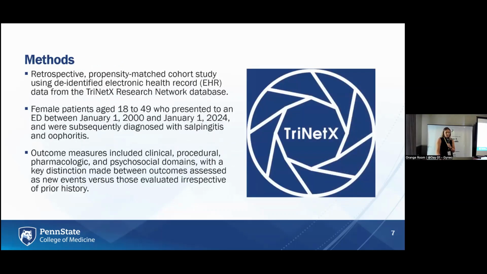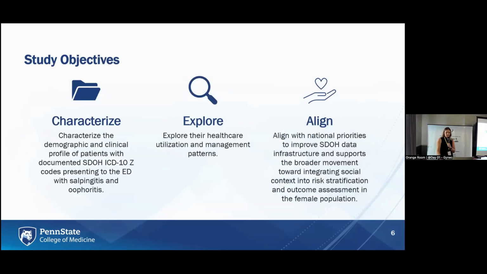So our study objectives were as follows. Oops, sorry, I keep skipping forward.